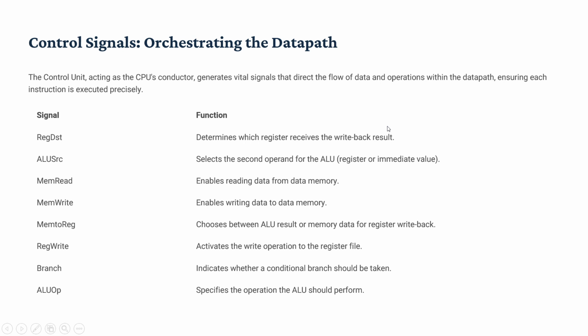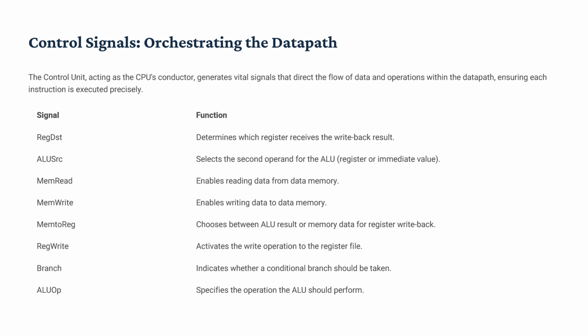Control signals. The control unit acts as the CPU controller, generating the signals that direct the flow of data and operations within the data path, ensuring each instruction is executed precisely. Signals and their functions. RegDst determines which register receives the write back result. ALUSrc selects the second operand of the ALU operation, register or immediate value.